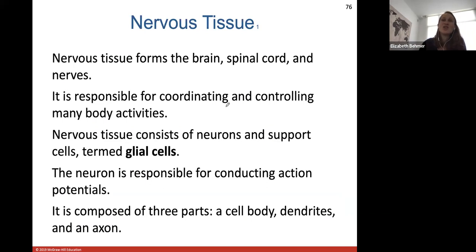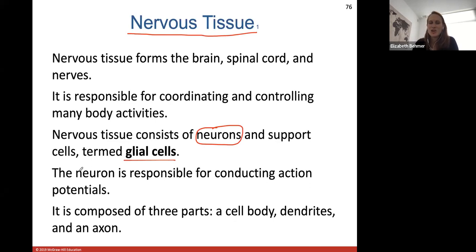All right, and then we'll end with nervous tissue. So this is our fourth and final type of tissue, so we're almost done here. This will form the brain, your spinal cord, all of your nerves. It's responsible for coordinating and controlling your many body activities. Nervous tissue consists of the neuron, which is the name for a nerve cell, and all of the supporting cells called glial cells. The neuron is the nerve cell, and it's responsible for conducting action potentials, which just mean that nerve tissue is firing signals. That's what an action potential is. It's kind of a firing of a nerve cell.